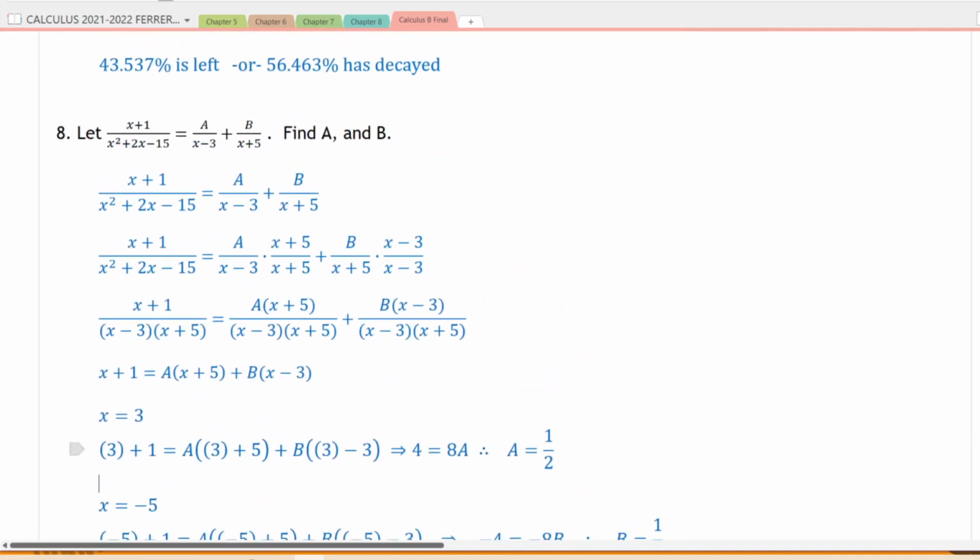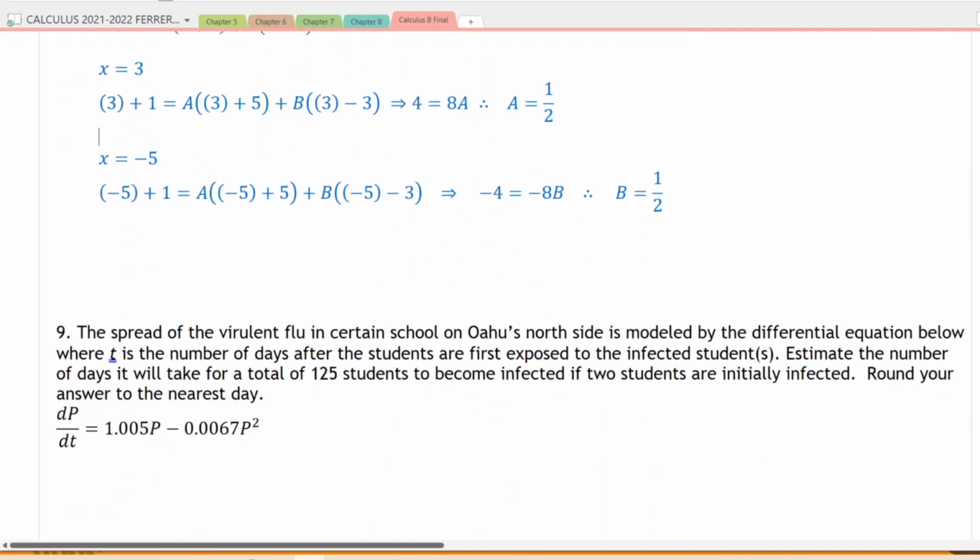So I think that's all we needed to do here. We needed to find a value for a and b. I'm going to let this one rest and move on to question 9.